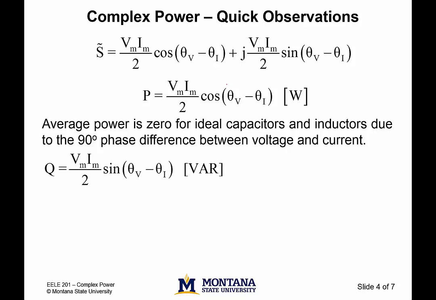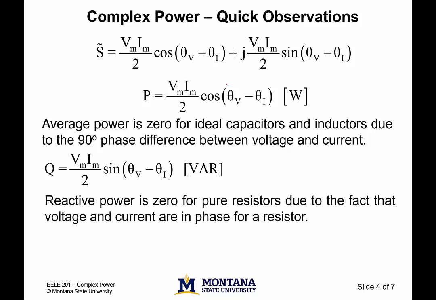This term has the sine, and not the cosine, of the phase difference between voltage and current. Therefore, while reactive power is 0 for pure resistors, it is not 0 for inductors and capacitors. Remember that the sine is an odd function.